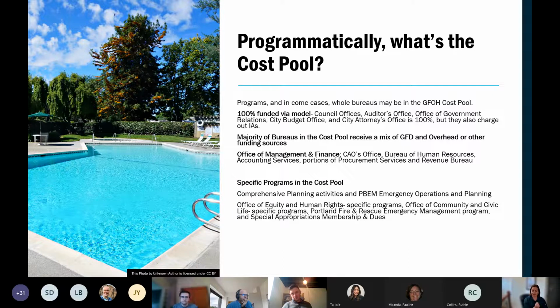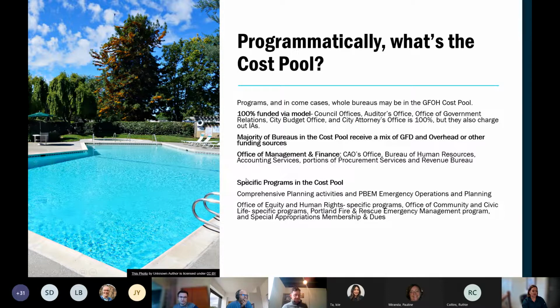So, lots of process. There are some programs that are 100% funded via this model: council offices, the auditor's office, government relations, budget office, and city attorney's office follow a 100% allocation. With the caveat for the attorney's office, there also are additional interagencies that are then passed on to bureaus. The majority of bureaus in the cost pool have a mix of resources, just as many bureaus have a mix of resources of general fund discretion, overhead, or other funding sources.